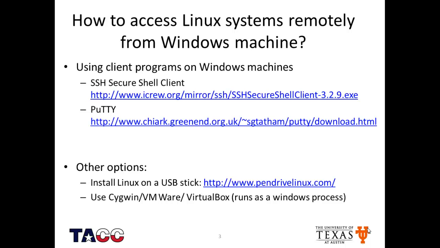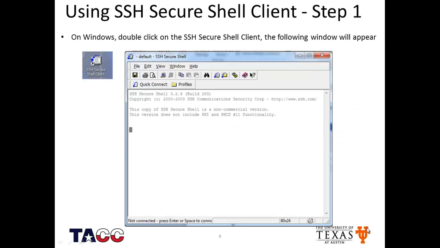You can also install Linux on a USB stick and have your portable operating system that can be taken with you and run from any computer that can boot from the USB flash drive. To learn more about this option, you might want to go to www.pendrivelinux.com. Besides these options, you can also use Cygwin or VMware or VirtualBox, which run as Windows processes behind the scenes. Let me now show you how to connect to the remote system using the SSH Secure Shell Client.